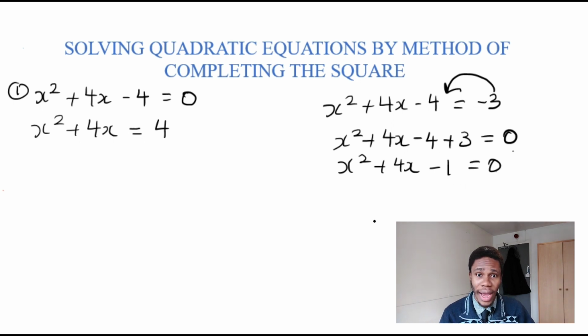So we now have x squared plus 4x minus 1 equal to 0. So this is now our actual quadratic equation, and if you were going to continue it like how I'm doing it, you move the 1 to the other side. Does that make sense? Either way, you could have also just moved this minus 4 straight here and it becomes 1. Very easy.